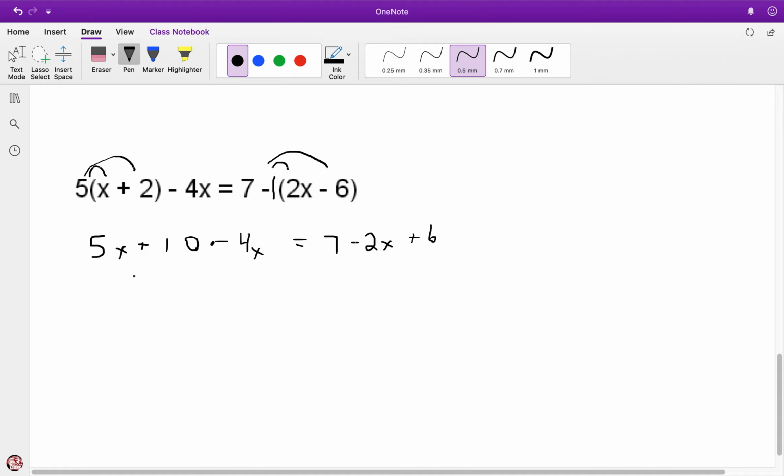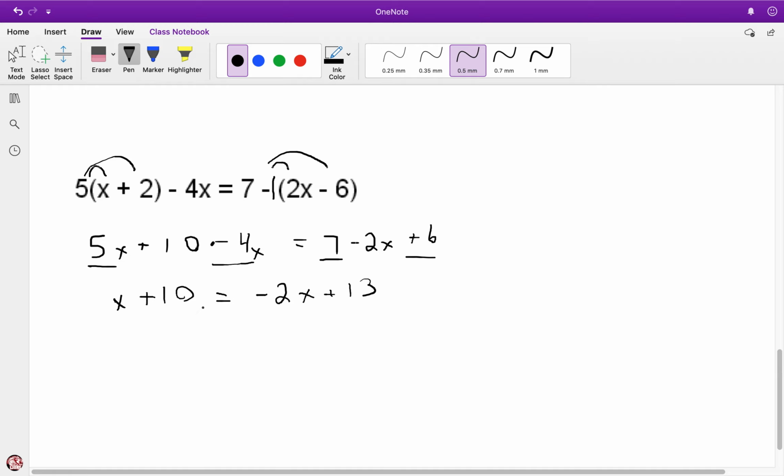So now we have to collect like terms. So we're going to collect this and this on this side. So 5x minus 4x is just x plus 10 equals, and over here we're going to combine these two. I like putting my x's first just because, and that's going to be plus 13.